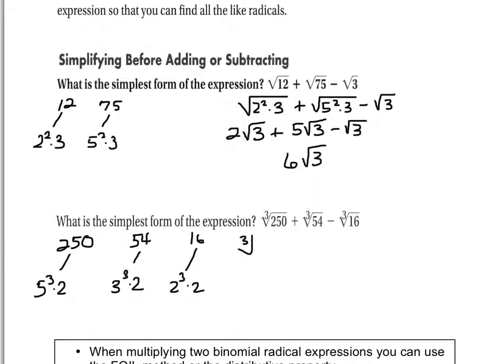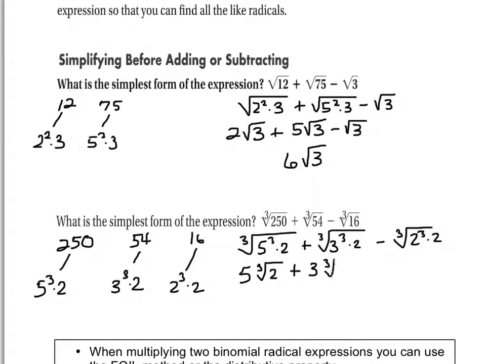Essentially, I have the cube root of 5 cubed times 2 plus the cube root of 3 cubed times 2 minus the cube root of 2 cubed times 2. All my cubes will get out of jail. So I have 5 times the cube root of 2 plus 3 times the cube root of 2 minus 2 times the cube root of 2. All those ones got out of jail.